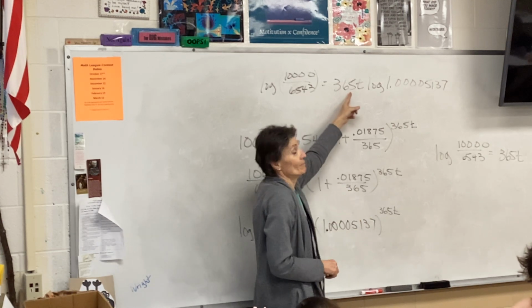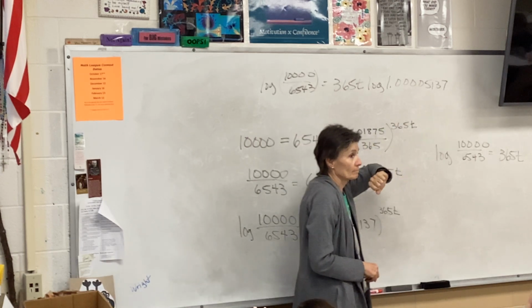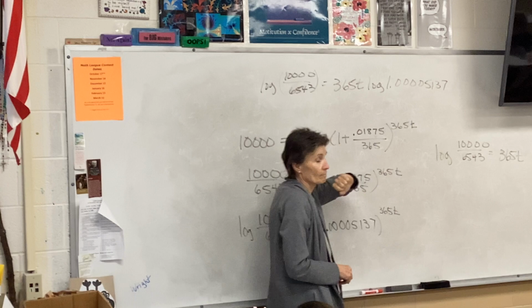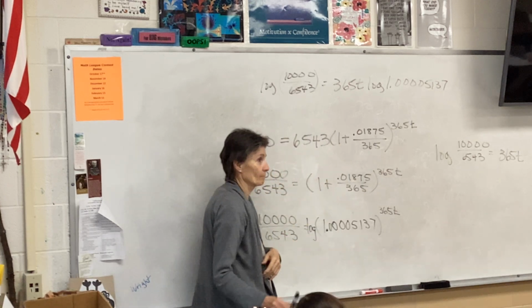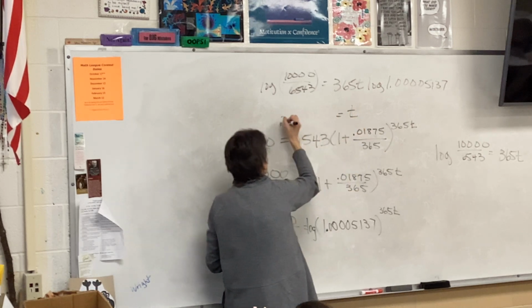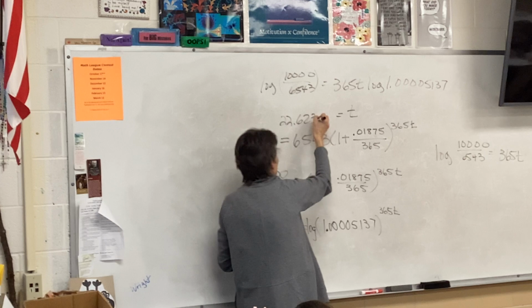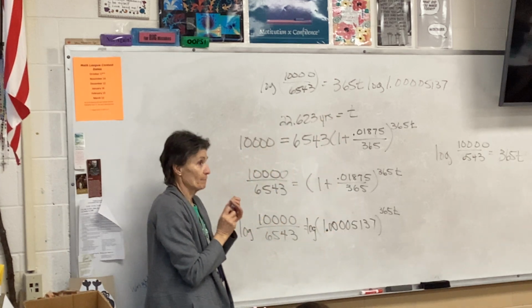Equals, yeah. Divided by log of that. Oh, 1, 2, 4, 5, 3, 7. Yep, got it. And that's the answer. 22.623950. And that would be t.